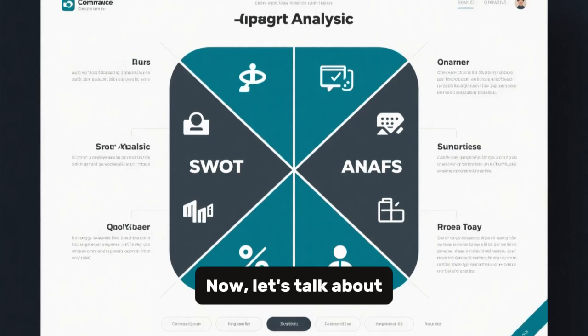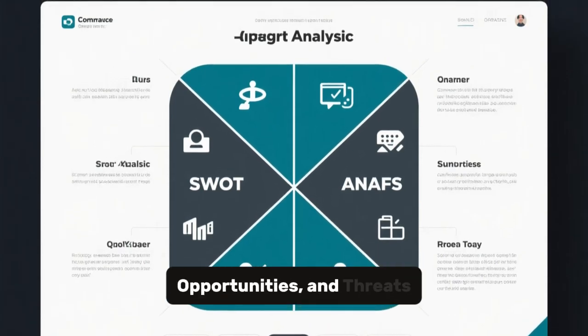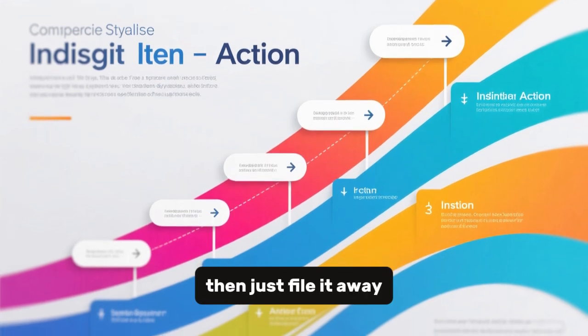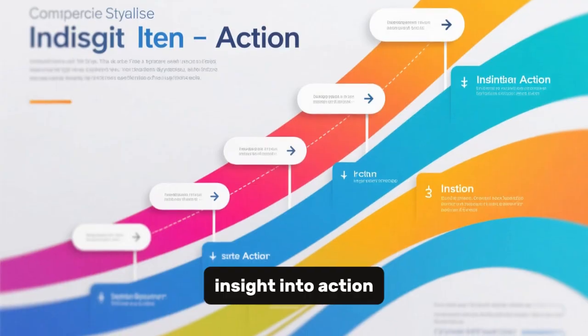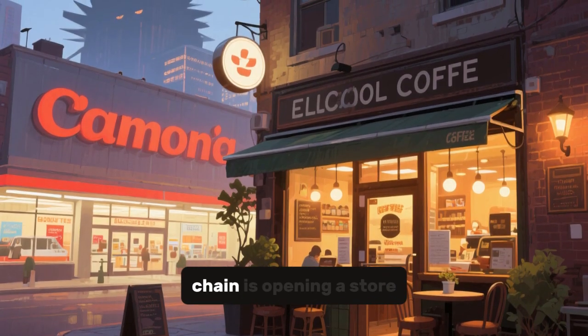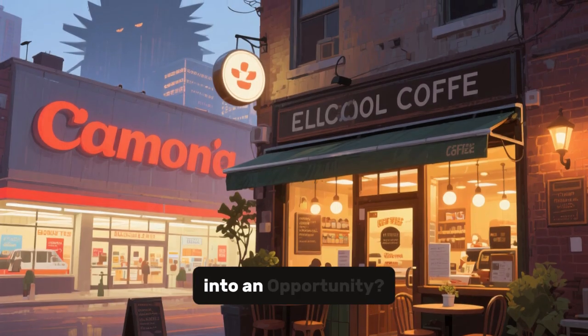Now, let's talk about SWOT analysis: strengths, weaknesses, opportunities, and threats. Many teams fill this out and then just file it away. The real power is turning insight into action. Let's say a local coffee shop identifies a threat: a big coffee chain is opening a store 2 blocks away. How can they turn this into an opportunity?